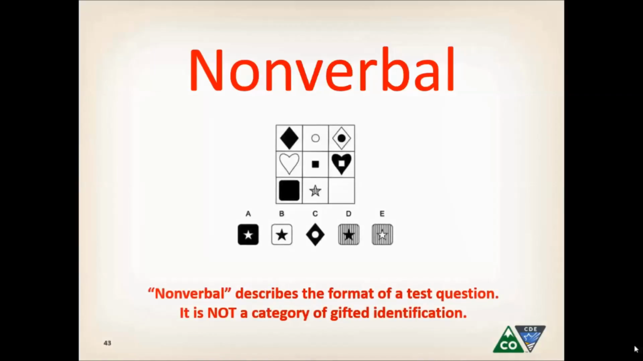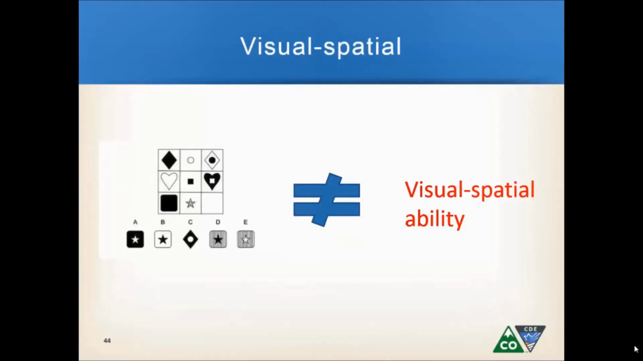Nonverbal is not a category of gifted identification in Colorado. Now, an exceptional score on a nonverbal battery does not necessarily mean a student is a visual spatial learner. The nonverbal test questions do not measure spatial ability because questions are not represented in 3-dimension. Students are not required to create a mental model or solve a problem with what's called a hidden fold. Now, other assessments would be required to determine if that student has exceptional visual spatial abilities. Visual spatial is really a learning style and is not an area of gifted identification in Colorado.